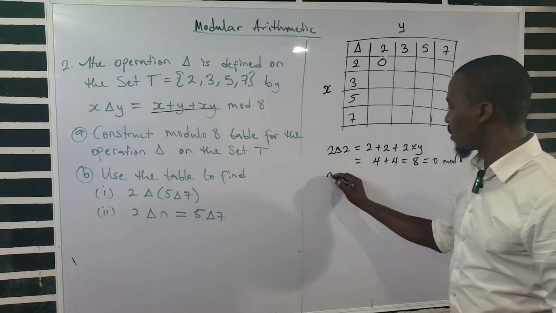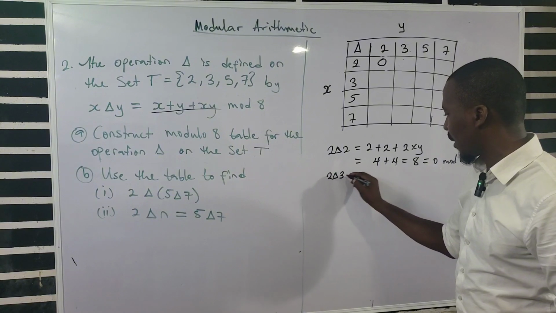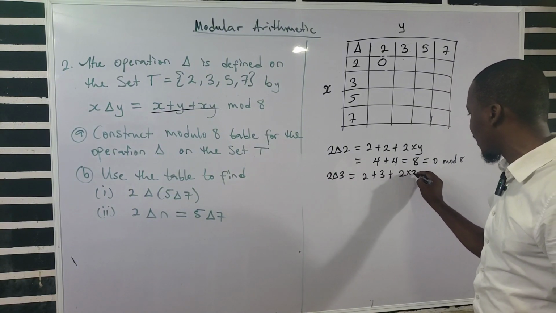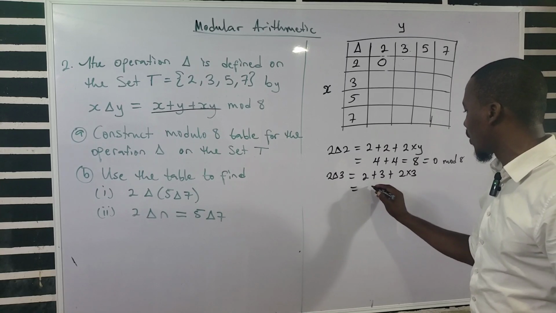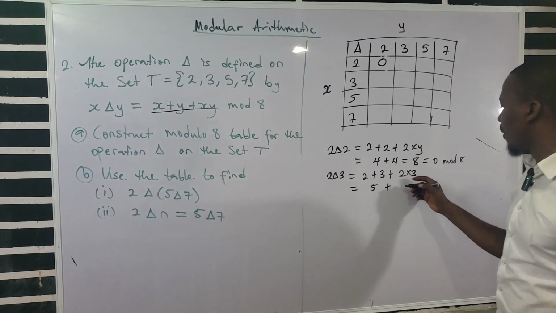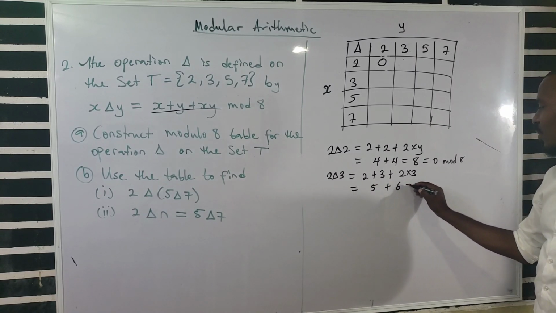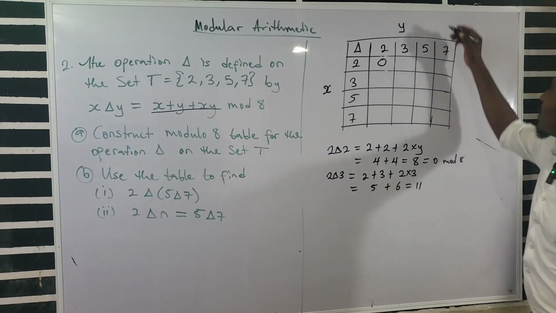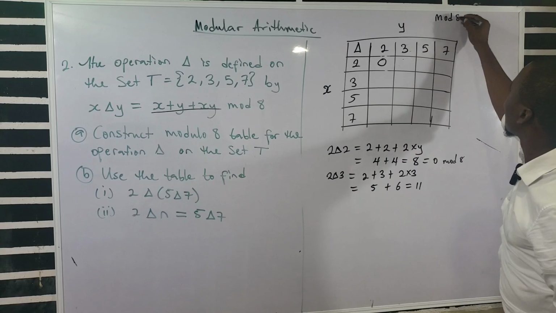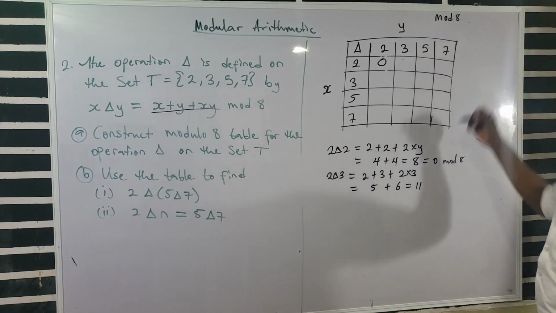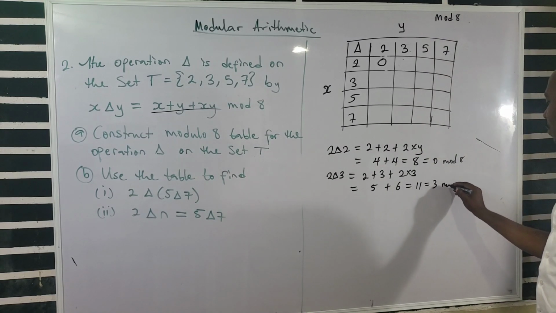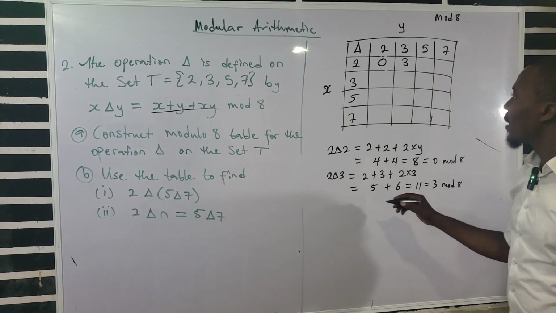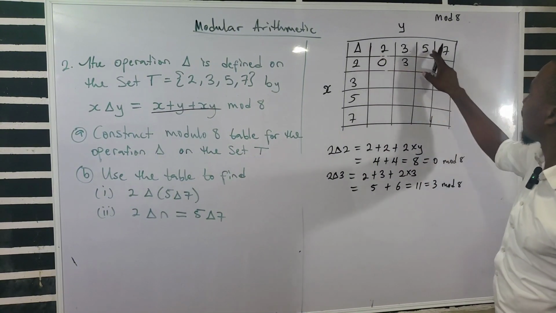So we'll go to the next one, 2 binary 3. That will give us 2 plus 3 plus 2 times 3. These two will give us 5, plus these two will give us 6. So that will give us what? 11. 11 in modulo 8. So we are doing this multiplication in modulo 8. So 11 in modulo 8 will give us 3 modulo 8. So this one will give us 3.